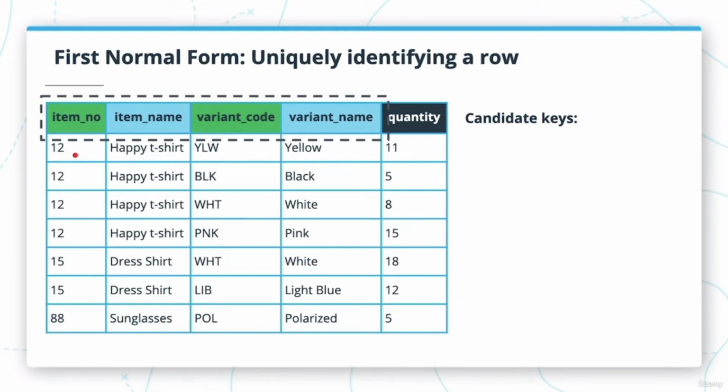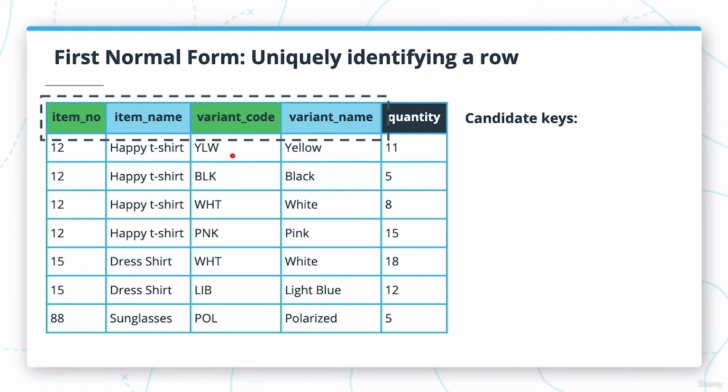So if I tell you the row with item number 12, well, you can't tell me exactly which one I'm talking about. Even if I use a combination of item number and item name, you still can't tell me which row I'm talking about, because these are also duplicated. However, if we look at item number and variant code, now we can see that those are unique across the dataset.